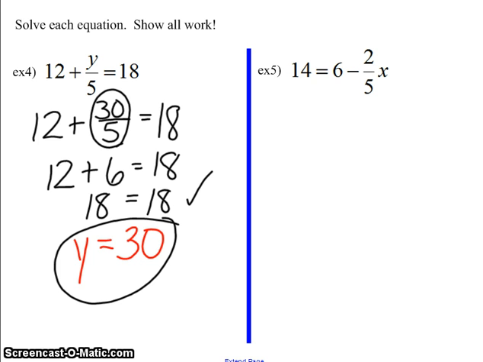Okay, moving on. Next example. Again, if you're someone who prefers that x term to be on the left, you're welcome to write it on the left. However, you don't have to. We can move things to the other side.